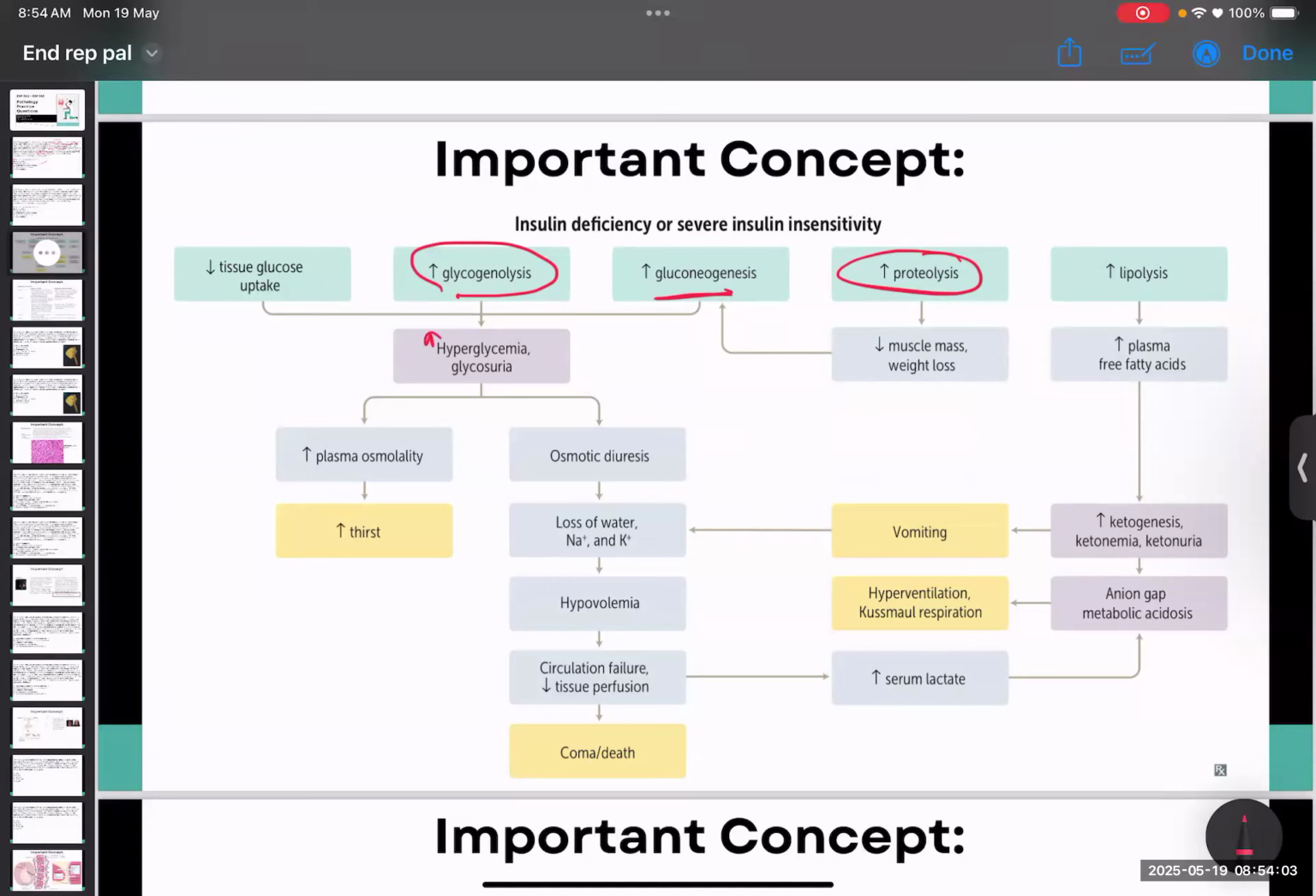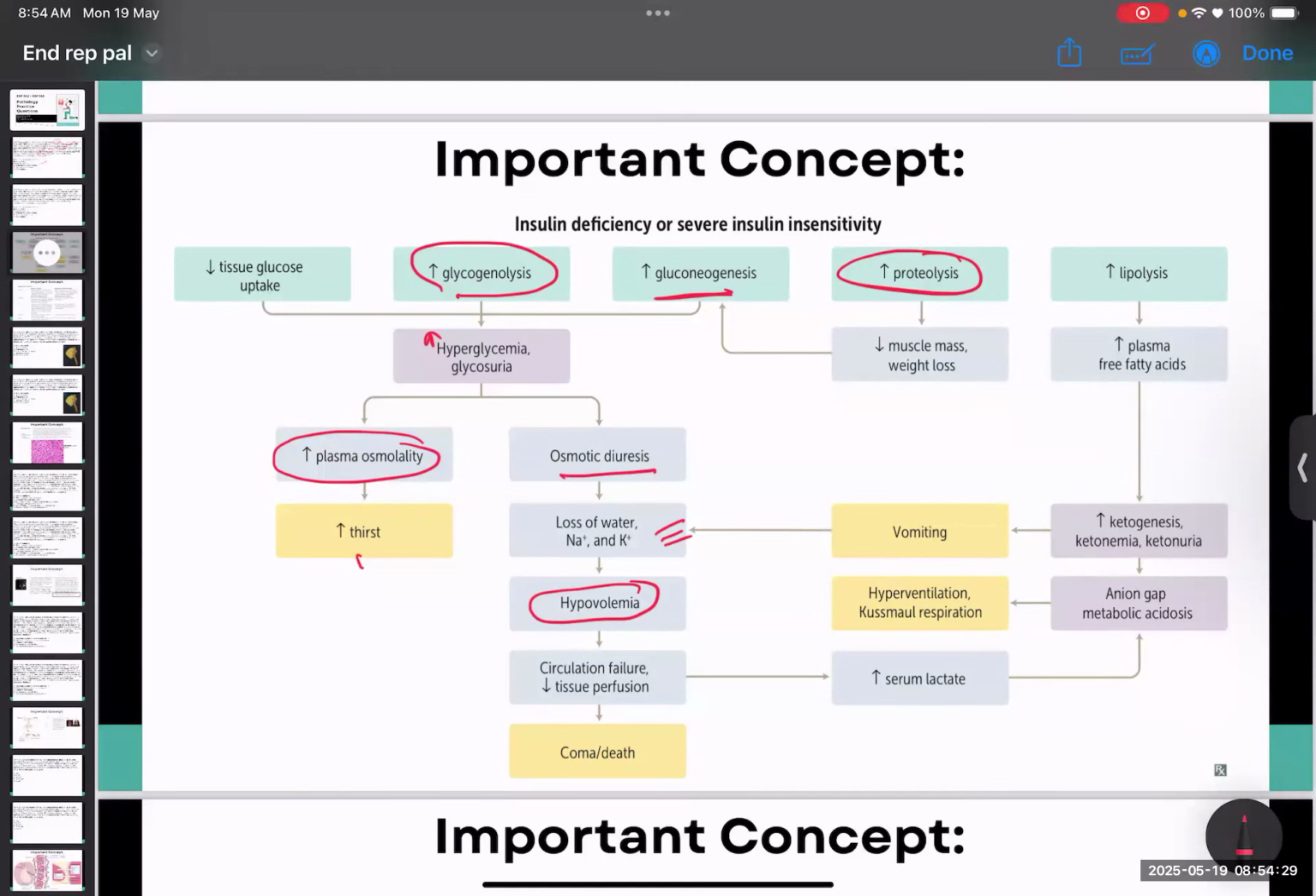When there's a lot of glucose in the blood, the plasma osmolality obviously increases, and that leads to symptoms like polydipsia. And because there's a lot of glucose in the blood, you want to pee it out. The way it does that is by osmotic diuresis, and because it's hyperosmolar, water follows solutes, so you lose water, sodium, and potassium, and as a result you become hypovolemic.